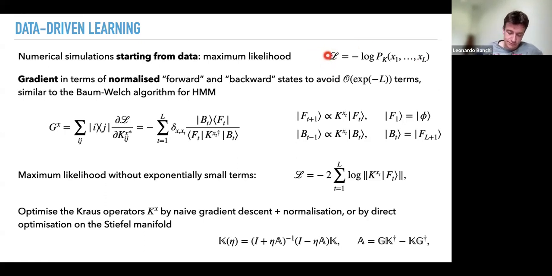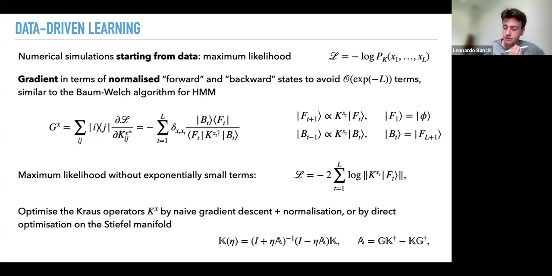Something that I found in that paper, I don't know if it was already known in the past, but that I found quite useful, is that the gradient of the log likelihood can also be written in terms of normalized quantum states, which are the forward and backward states. And if you do this, you avoid the exponentially small terms, because this term here gets exponentially small as a function of L.